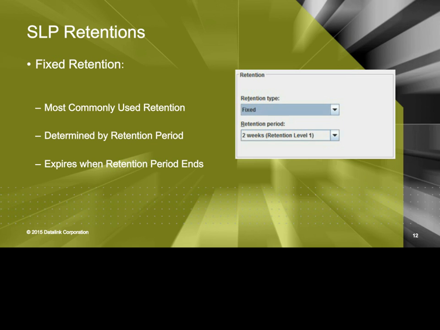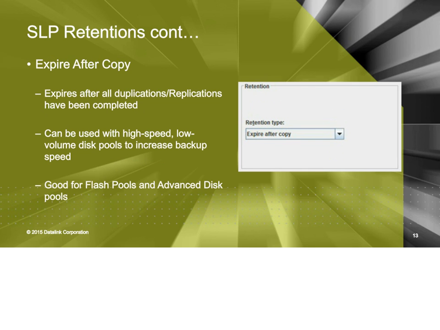The next retention type I'd like to talk about is expire after copy. This is one that you don't see very often, but it's incredibly useful. What it does is, when you have a backup or a duplication going to a disk pool, if any images are being copied from that disk pool, it will simply wait until all of the images are copied and then expire the image on that disk pool.